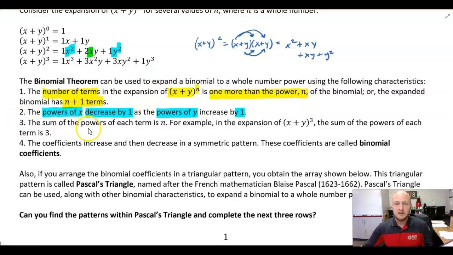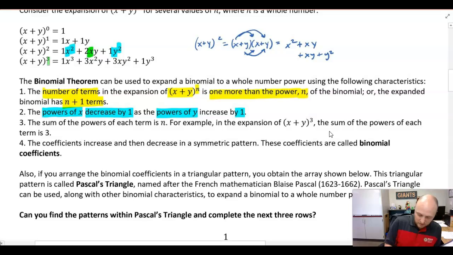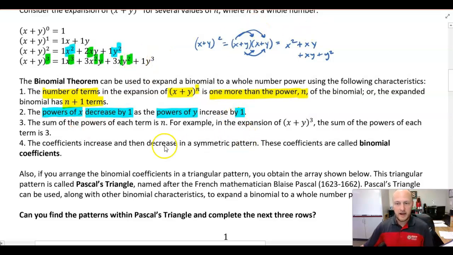Number 3, the sum of the powers of each term is n. So if I add the powers up, it's going to be equal to the power. That's what I was talking about here. So for power of 3, each term is going to have a total power of 3. So x cubed, look here, x squared, y to the first, x to the first, y to the second. The sum will always be whatever n is.